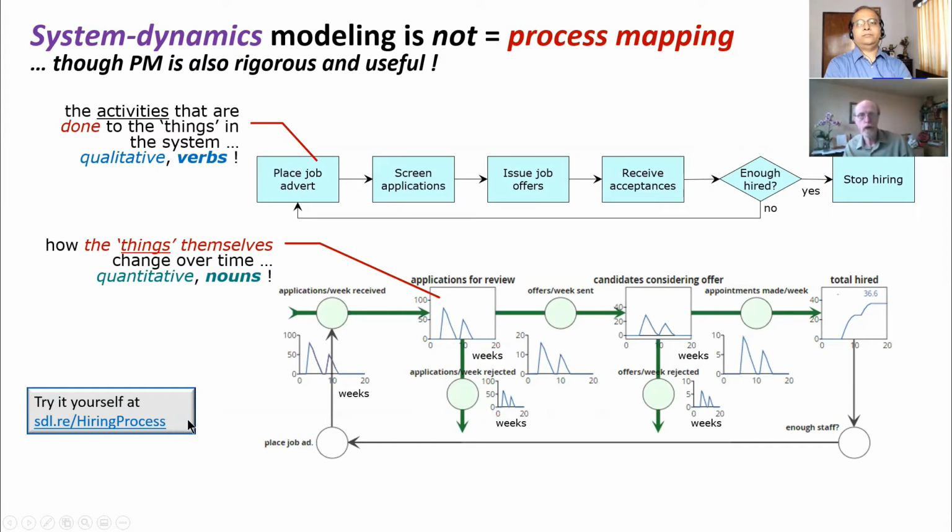Now, this too is a working model. So if you go to this link here, the people watching this recording can actually go and run this, and they can see what would happen if you wanted more staff, or if you rejected a higher fraction of the applicants who apply. Now, what's the difference? Well, the difference is that everything in this model is nouns. These are all nouns. This is applications. This is applications. This is candidates. This is staff hired. And they're all quantified over time.